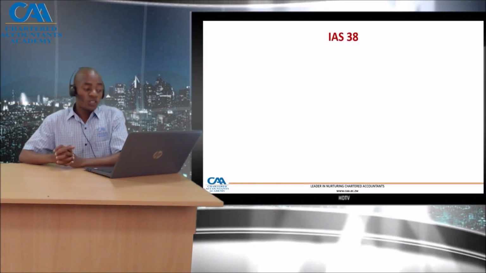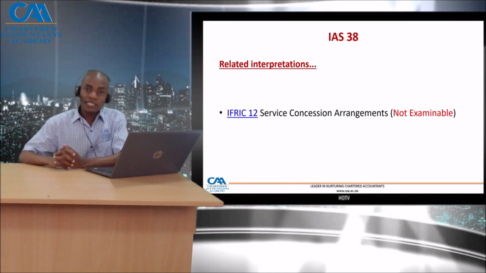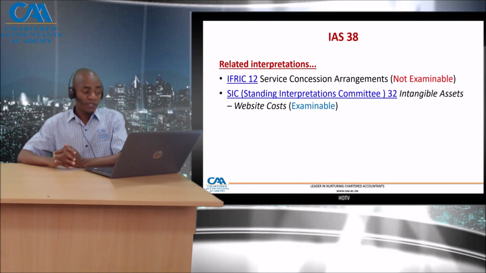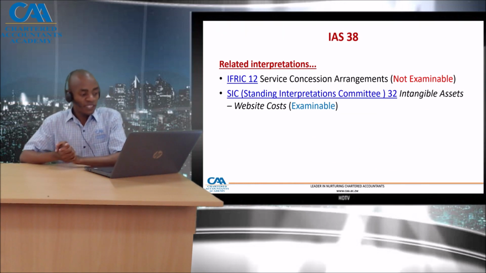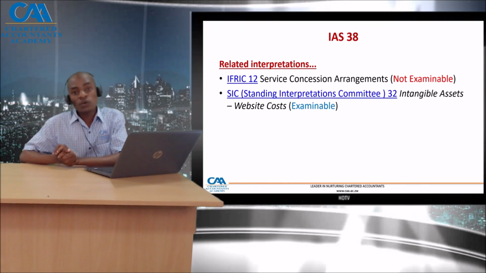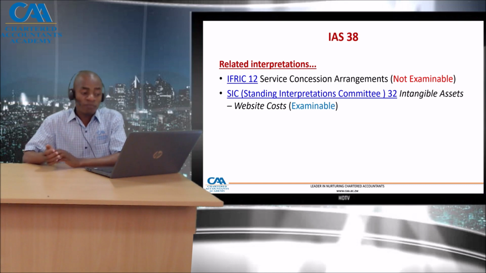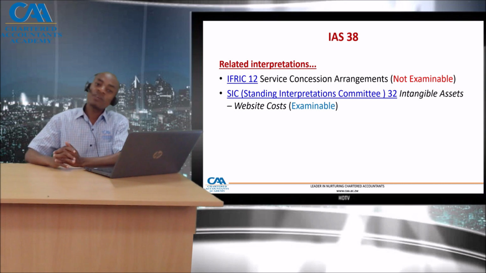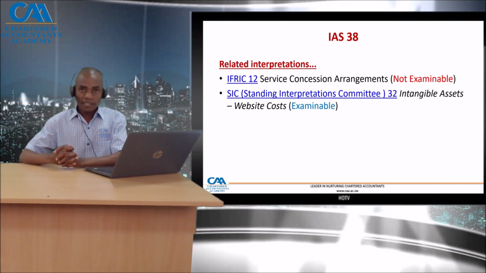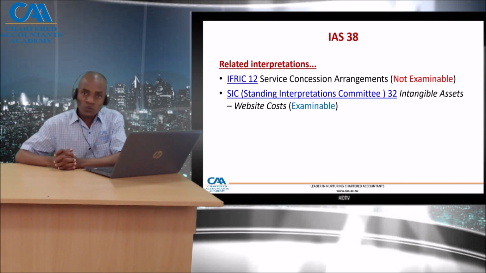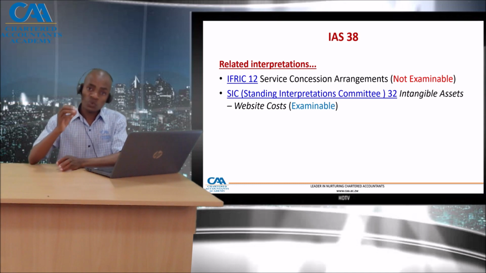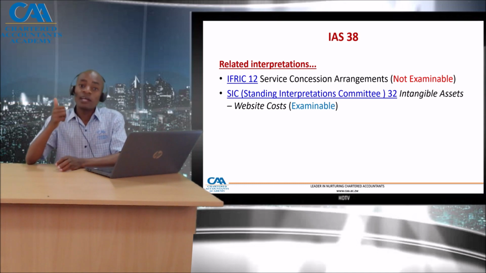Then we are now moving on to related interpretations. And under related interpretations, we have got IFRIC 12, which deals with service concession arrangements. This one is not examinable. Therefore, you are not supposed to stress yourself over it. However, we have got SIC number 32, which deals with intangible assets that arise as a result of a website. This one is examinable.